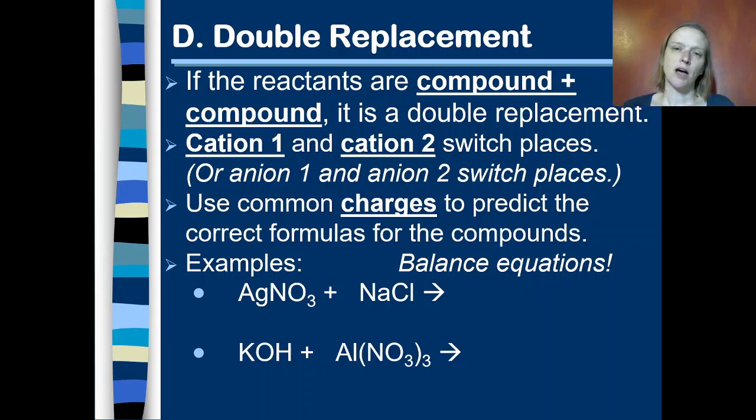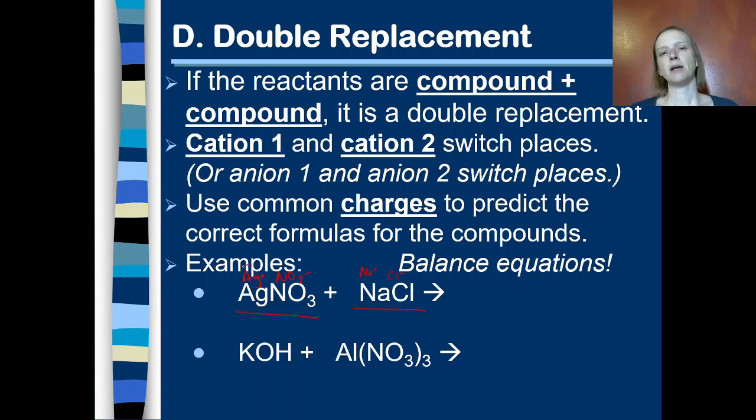Again, we're going to use the common charges to predict the correct formulas for the compounds. So let's look at some examples here. I have a compound and I have a compound. So I should automatically think double replacement. Silver is a metal, so it forms cations. The nitrate ion is an anion. Sodium is a metal, so it forms cations. Chloride is a nonmetal, so it forms anions.